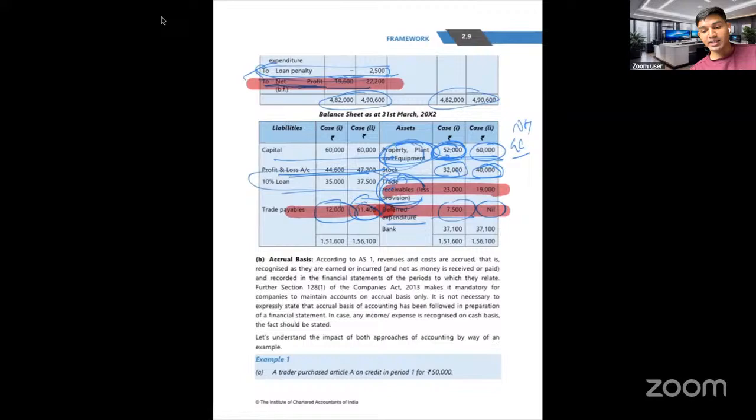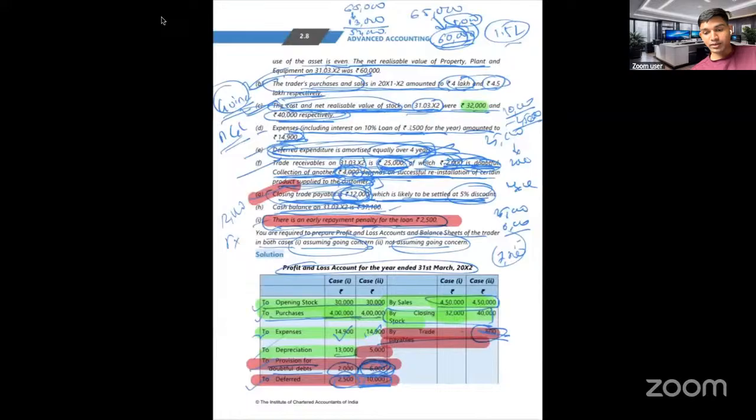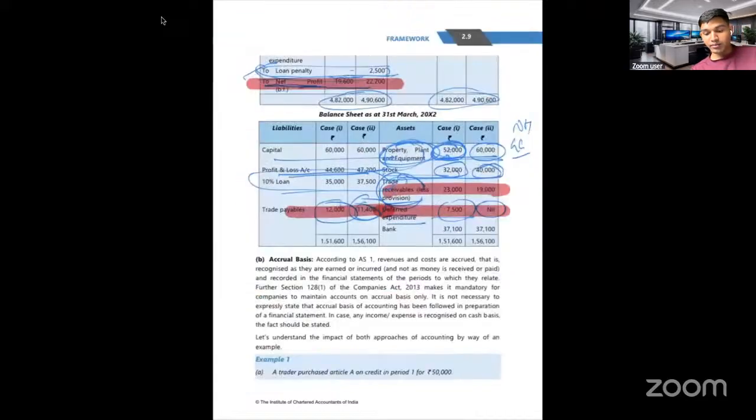And we see the loan, 10% loan. In case of 10% loan, you have to pay 3,500 per year, including interest of 2,500 per year. And what was the loan amount? It is 14,900. Out of that, you have to pay 3,500. So your loan will be 11,400. So let us see.